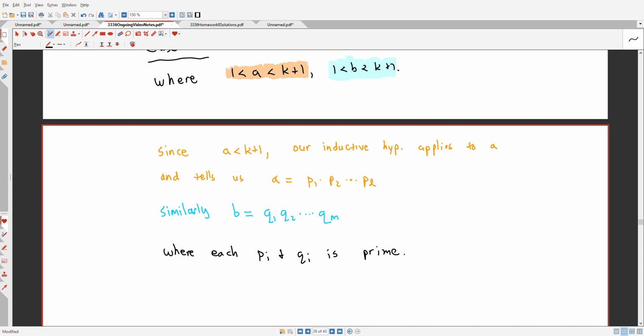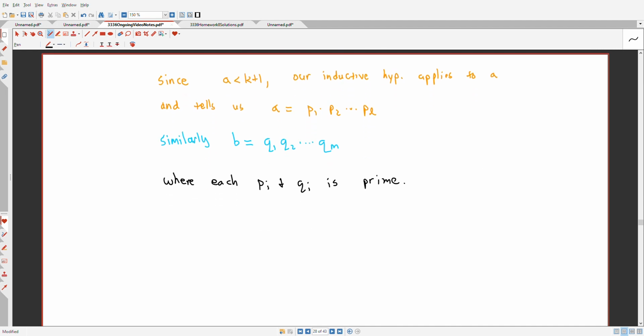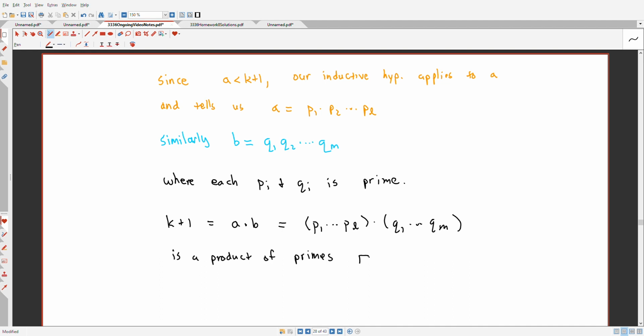Okay, and now we're pretty much done, because now k plus 1 we assumed was some number a times some number b. Those had to be small numbers, so our strong inductive hypotheses apply to each of them, and so each one is a product of primes, and so now k plus 1 is a product of prime numbers. Right? It's a bunch of prime numbers p times a bunch of prime numbers q.